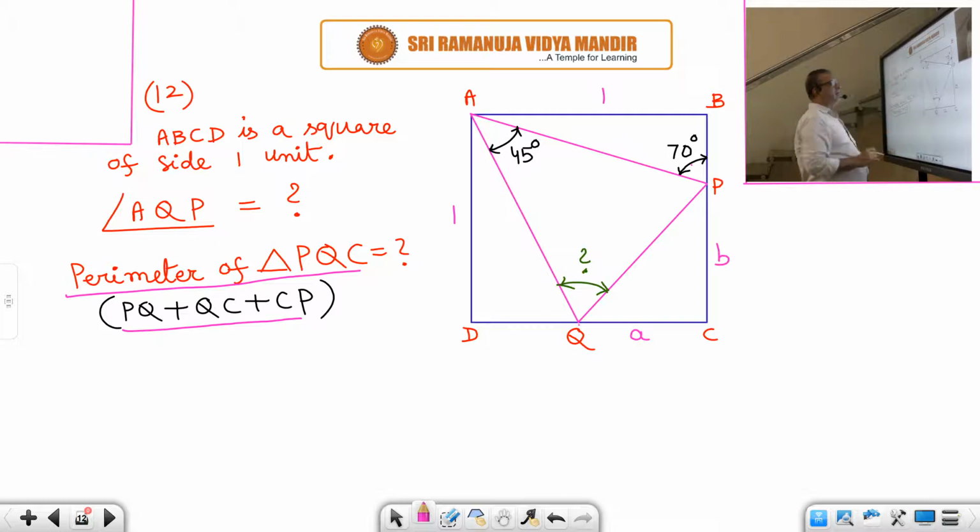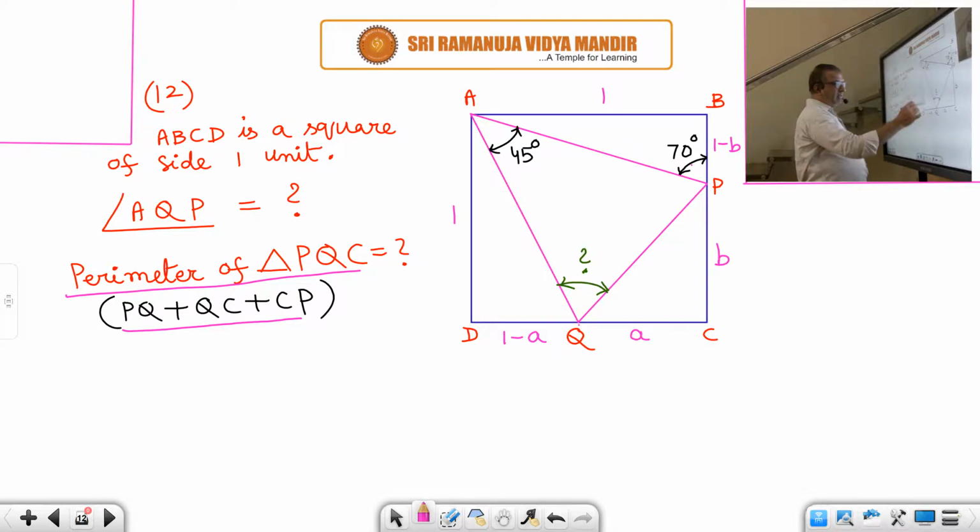The square is of side length 1 unit, is it not? Therefore, DQ will be 1 minus A, because DQ plus QC should be equal to 1, the side length of the square. Similarly, what is BP? BP is 1 minus B, because total length BC is equal to 1 unit and PC is given to be B. So BP must be 1 minus B.